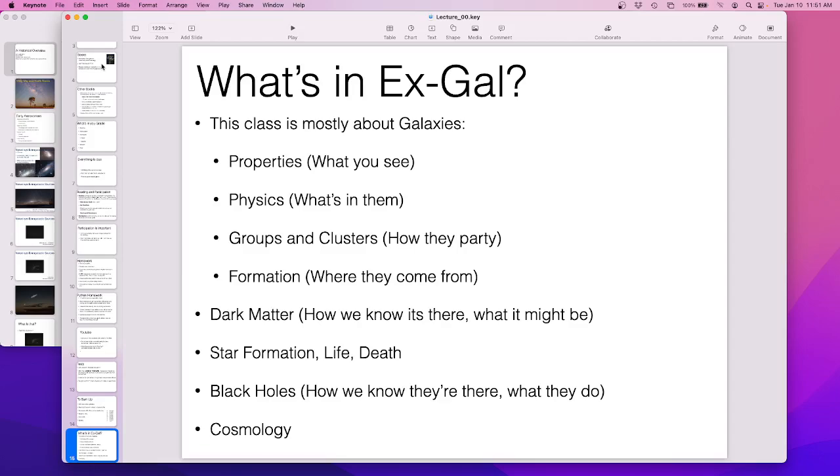And then we'll talk about cosmology. Again, the cosmology bits that don't need general relativity, which is a fair fraction, so we can cover a lot of cosmology.